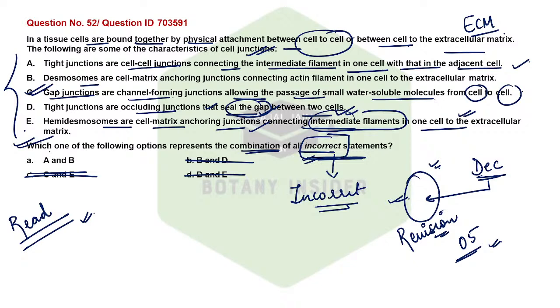So we can eliminate those options. By just reading two of the options and with the elimination method, I have reached my correct answer as option number A. Is it clear to all? Easy question. First option is they are cell to cell junctions connecting the intermediate filament in one cell to that in the adjacent cell. This one is a wrong statement. Then desmosomes are cell matrix anchoring junctions connecting the actin filament to the extracellular matrix. Again, wrong statement. So these two are wrong statements.